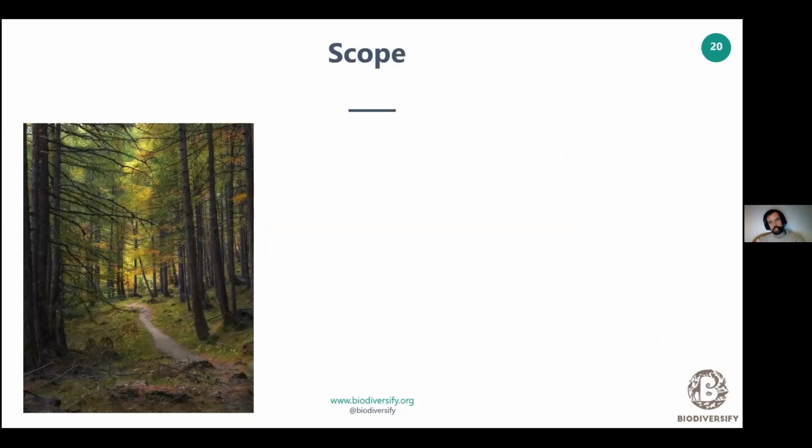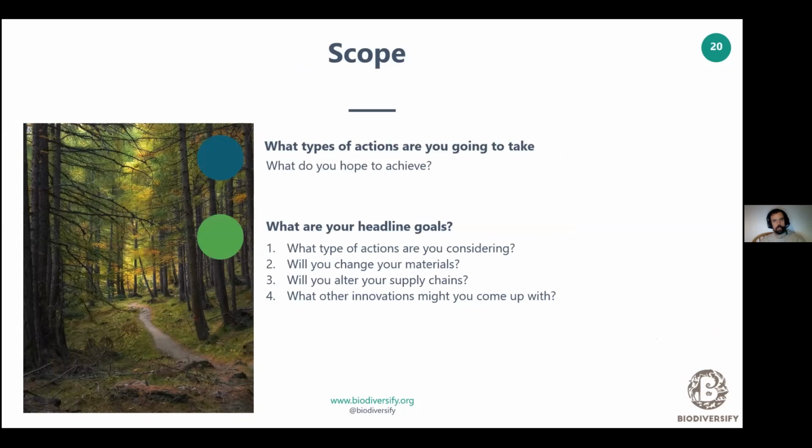The next box is scope. And I think you'll see this is a lot of stuff that's reflected in the thing we did for caring. What actions are you going to take? What do you hope to achieve? Have you got headline goals, big, bold things you wish to try and achieve? I really like Alex's target of having a carbon positive or negative shoe. My apologies, Alex. For anyone who's not as dumb as I am, it's a very nice, simple goal.